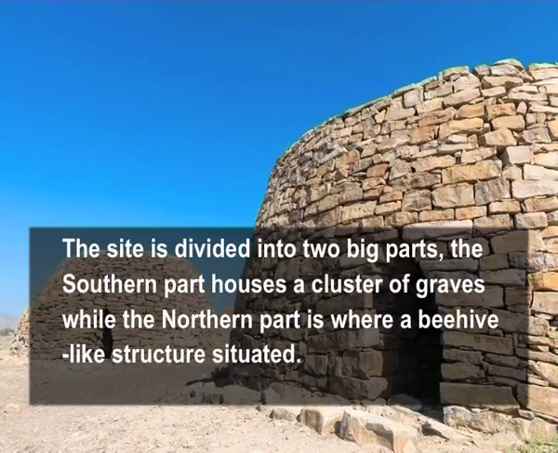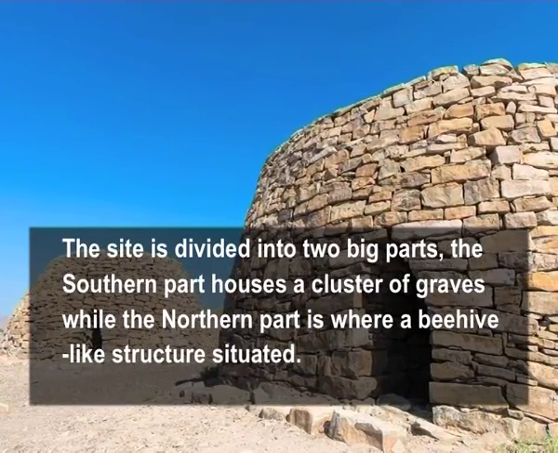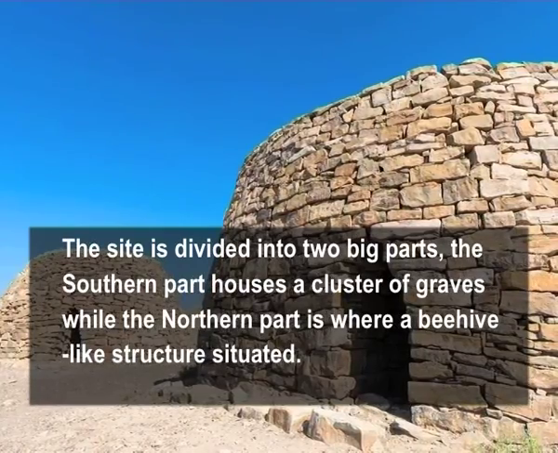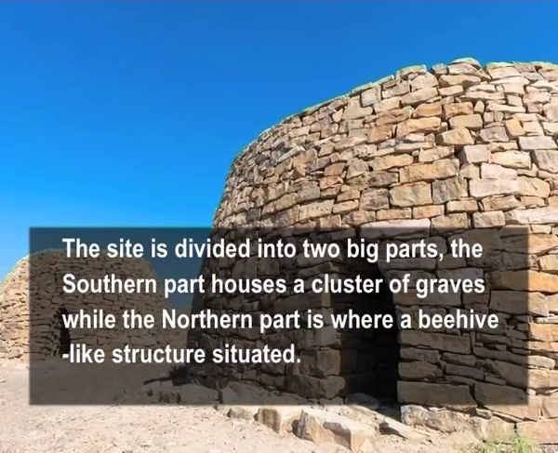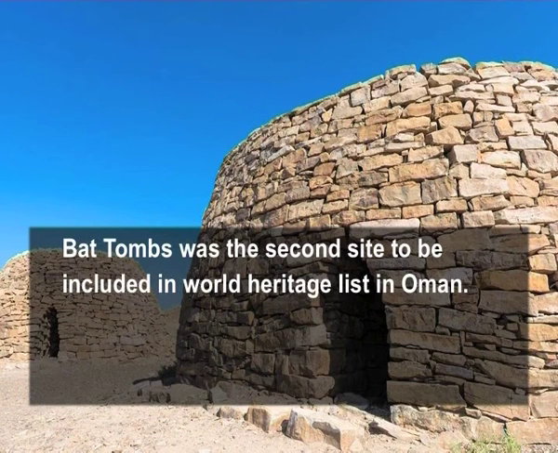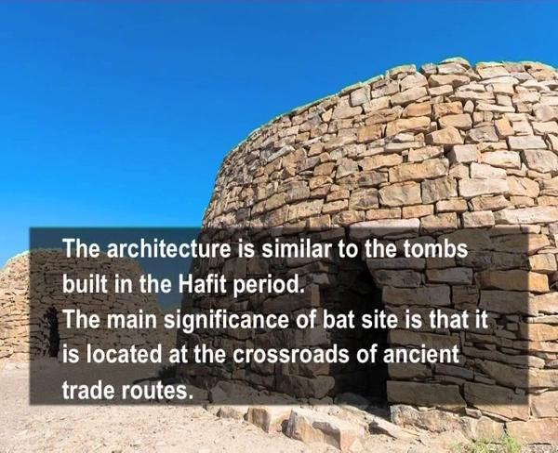The site is divided into two big parts. The southern part houses a cluster of graves, while the northern part is where a beehive-like structure is situated. The architecture is similar to the tombs built in the Hafit period.